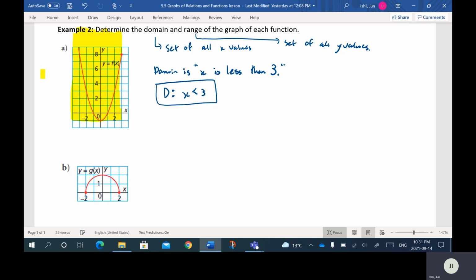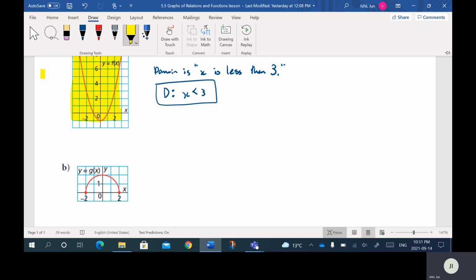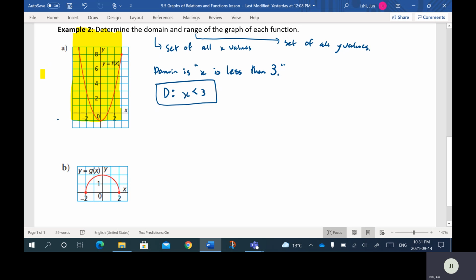Color that in. All right. So if I was to go up and down, you can see the low point here is at -1. And then there's a function everywhere above it. So the range is going to be y is greater than -1.